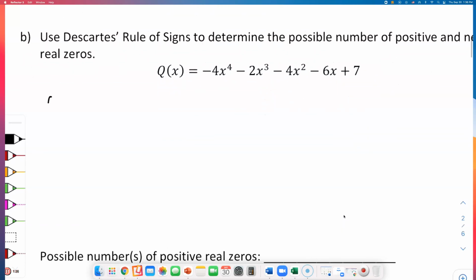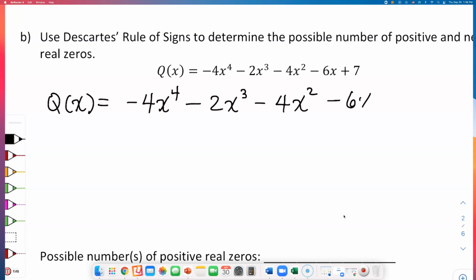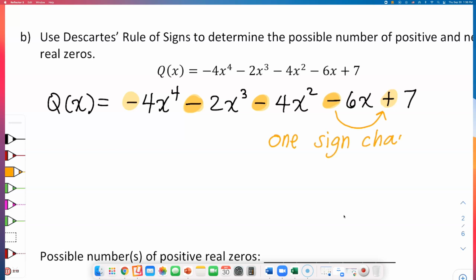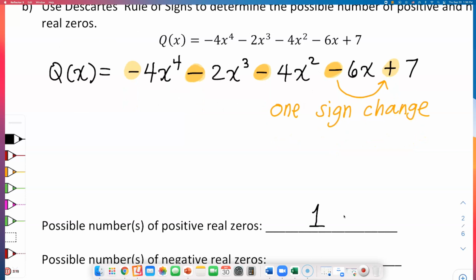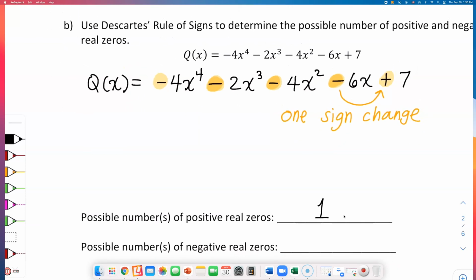How about this one? I'm going to write down q of x, which is negative 4x to the fourth, minus 2x to the third, minus 4x squared, minus 6x plus 7. I'm going to highlight all the signs. Minus to minus didn't change. Minus to minus didn't change. Minus to minus didn't change. But look, minus to positive. The sign changed once. So one sign change indicates that 1 is a possible number of positive real zeros this polynomial can have.